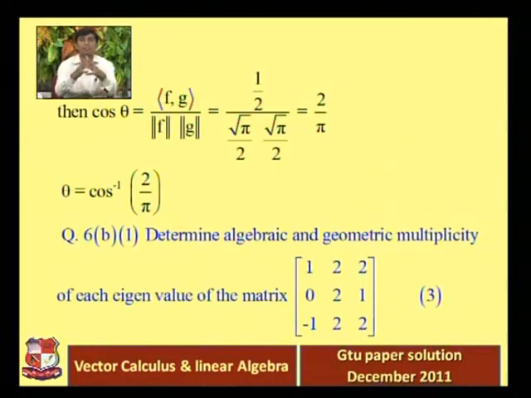Suppose corresponding to eigenvalue lambda 1 we have one eigenvector, so the geometric multiplicity of that eigenvalue is 1. And suppose corresponding to lambda 1 we have two eigenvectors, so the geometric multiplicity of that eigenvalue is 2. Just try to understand. You can also see the definition of the geometric and algebraic multiplicity in any book.